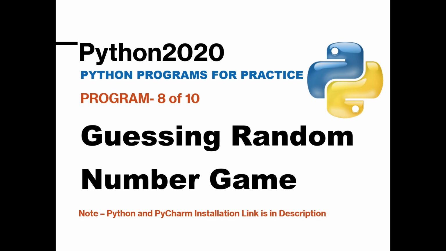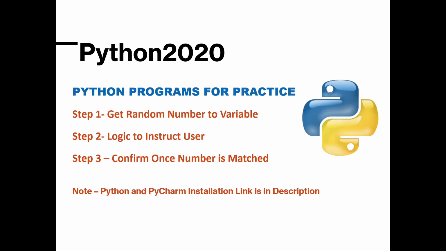In this program we are going to create a very small game where a user has to guess a random number, and we will focus more on the conditions in this Python program. First we will see how we get a random number from the Python compiler. We will not enter that manually. We will instruct the user whether they are close to the number or far from it. And once the number is matched, we will confirm. It is going to be very interesting.